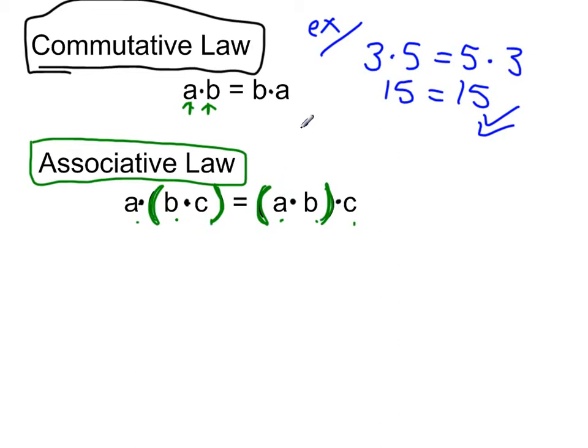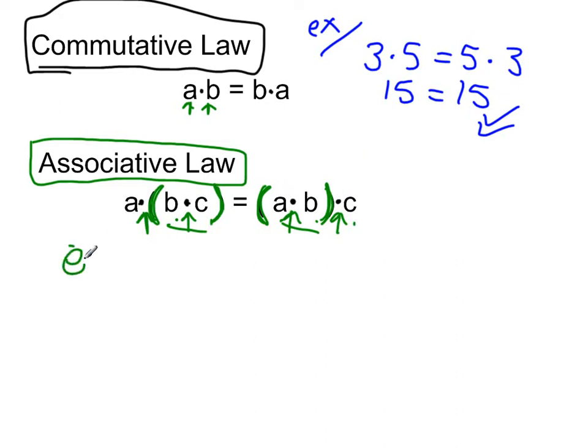The commutative law says you can actually change the placement. The associative law says you can either multiply the last two together or the first two together. It still doesn't make a difference, as long as all the operations going on between them are multiplication. And that's what I'm drawing the arrow for. There's a dot, there's a dot, there's a dot, there's a dot.